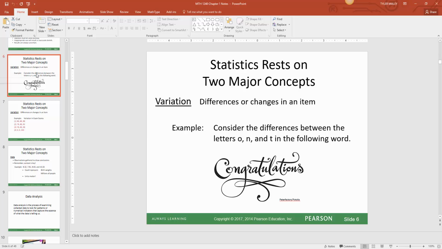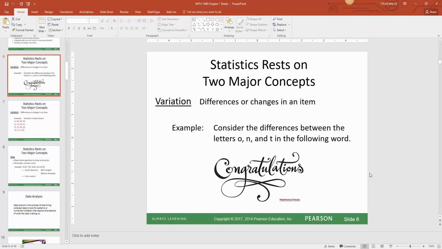So here, what we're learning about is that statistics rests on 2 major concepts. The first major concept is variation. Variation is the differences or changes in an item. So here, consider the difference between the letters O, N, and T in the following word. We're looking at variation in how this cursive word was written.